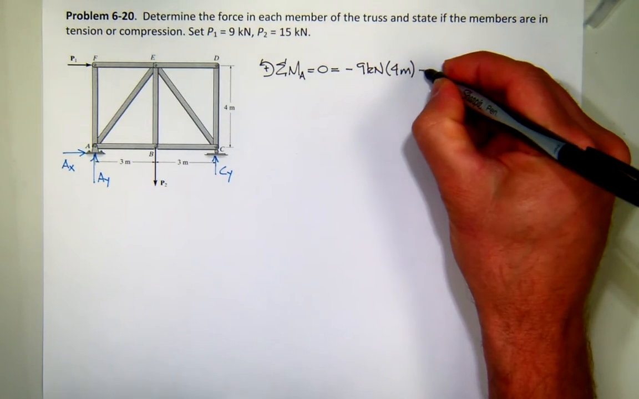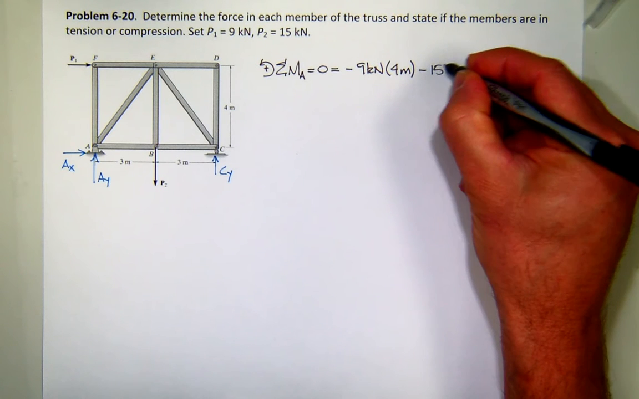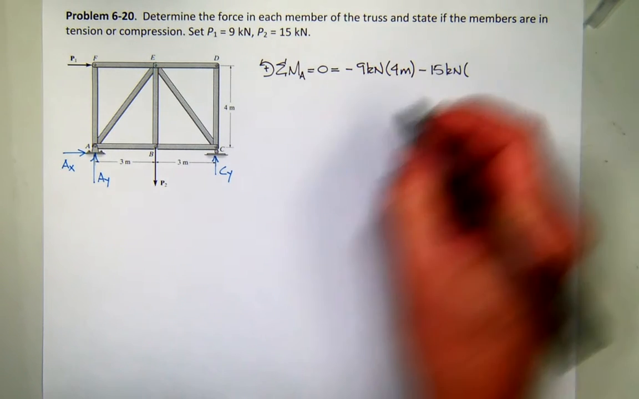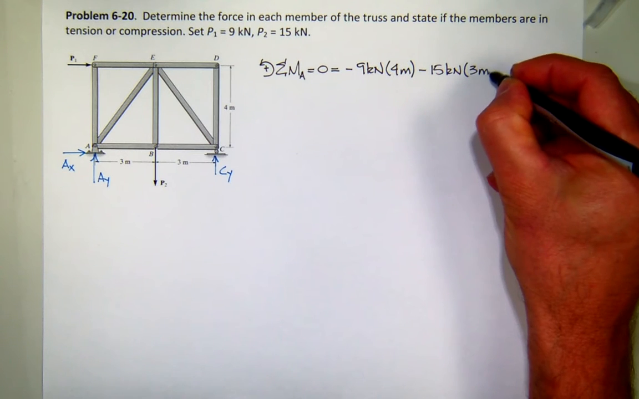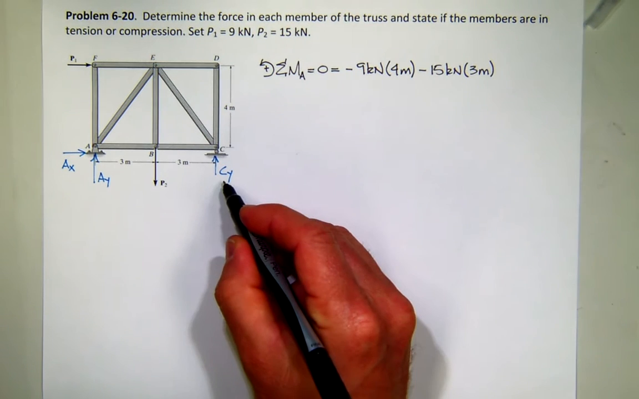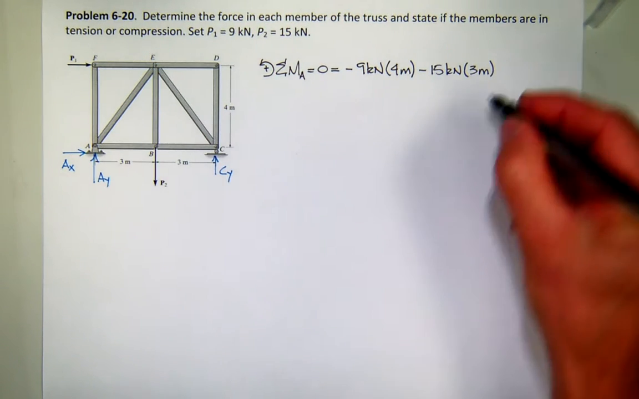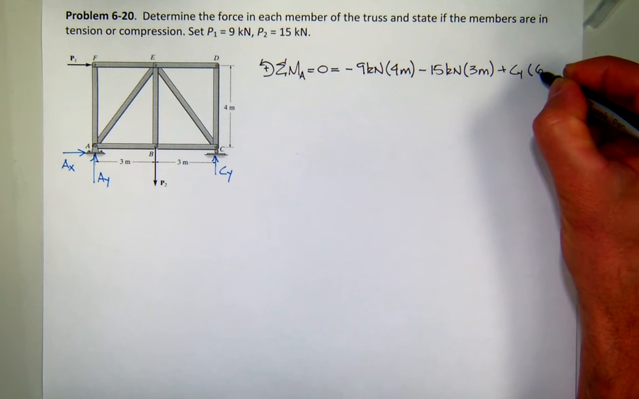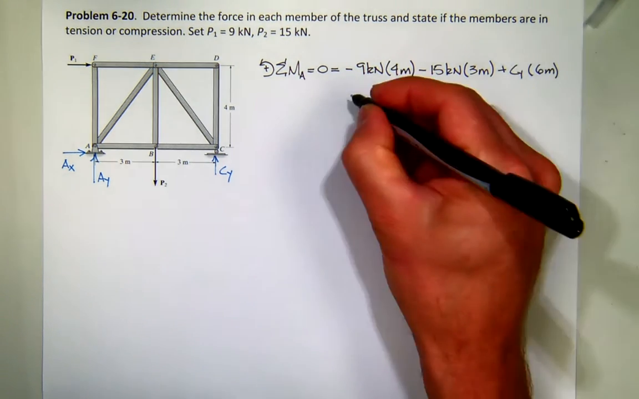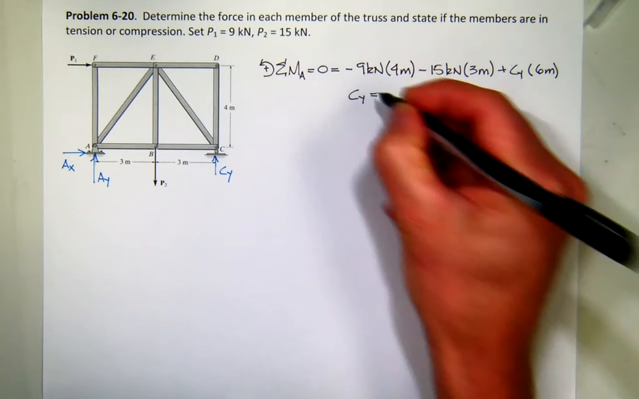P2 also creates negative moment. It has a magnitude of 15 kilonewtons and a moment arm of 3 meters. Then I have Cy, which I assume is acting up. That's going to create positive moment, and it has a moment arm of 6 meters. So I should be able to solve for Cy.